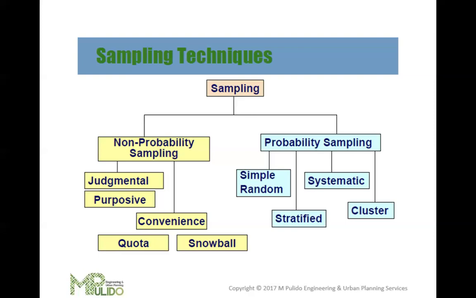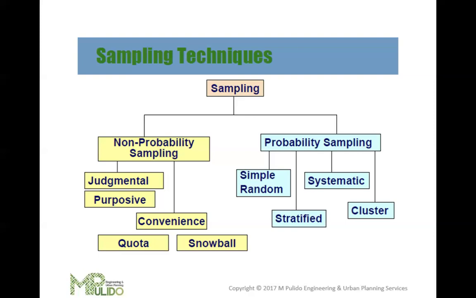Then quota sampling is when the researcher ensures certain characteristics are represented in the sample to match the proportions in the population. For example, ensuring the sample includes a specific number of males and females to reflect the population gender ratio.